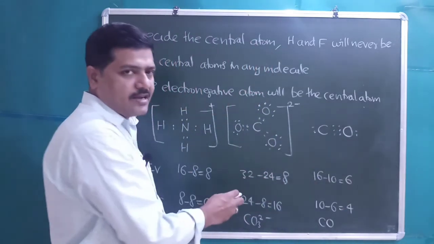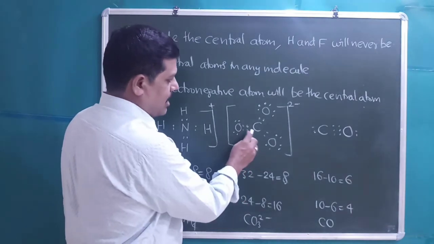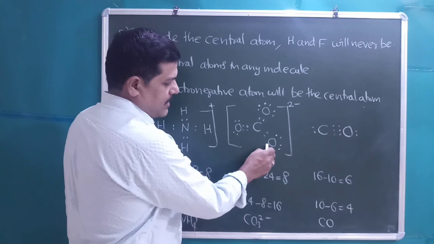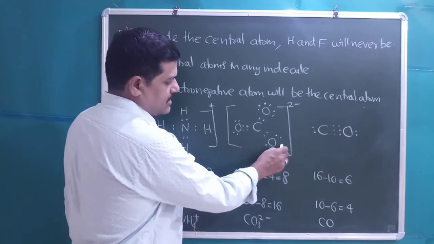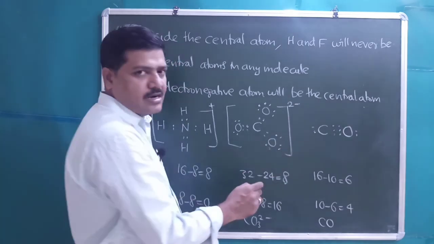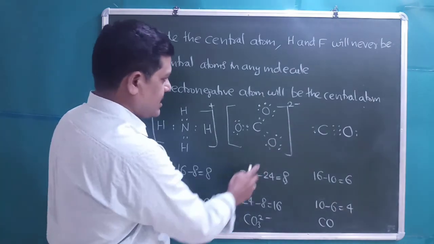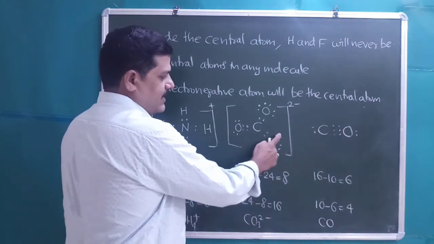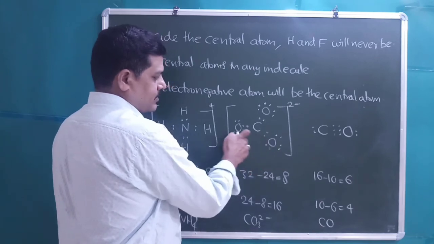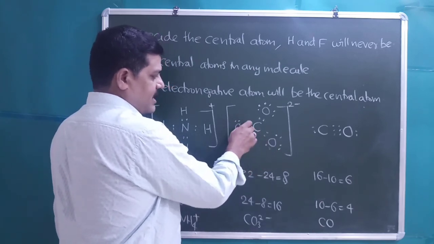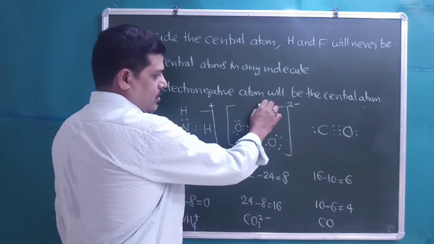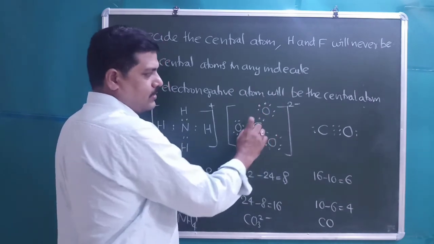The pair of electrons which is participating in bond formation is called a bond pair, and the pair of electrons which is not participating in bond formation is called a lone pair, right? For example, in this case, this oxygen has 3 lone pairs and 1 bond pair. This oxygen has 2 bond pairs and 2 lone pairs. This oxygen has 3 lone pairs and 1 bond pair.